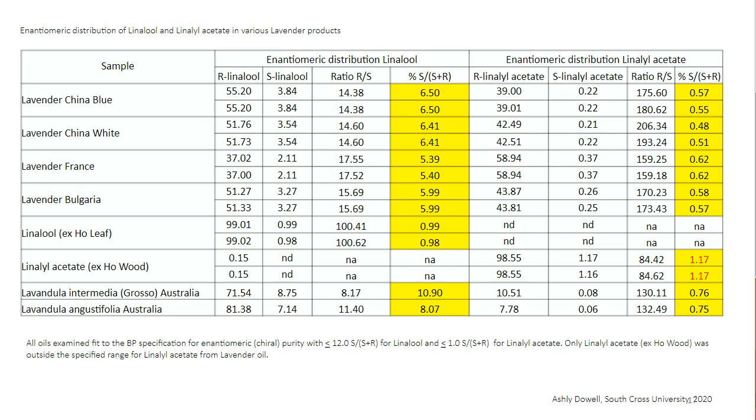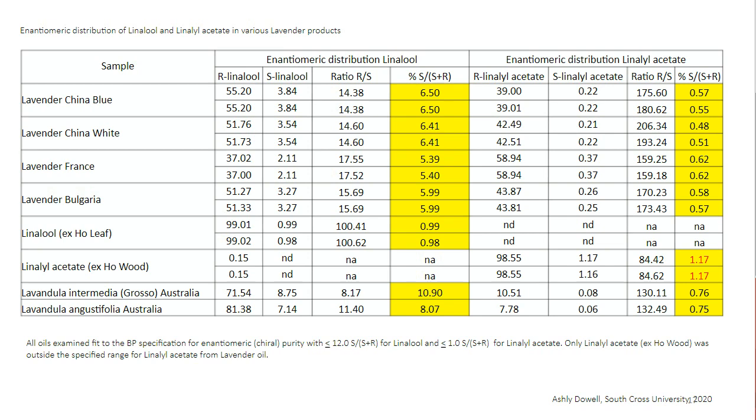Like I already told, linalool acetate also gets hydrolyzed into linalool. But if you look at linalool from Exo leaf, it has 0.99% D isomer or S isomer. And the lower the D isomer, the lesser the quality of the essential oil.